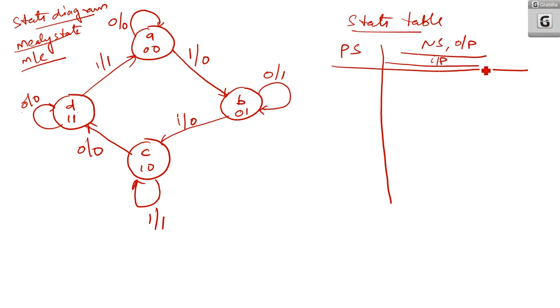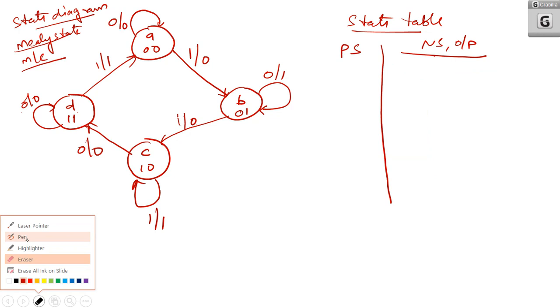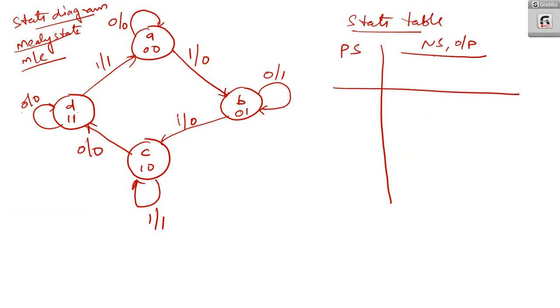So I can have two types of input. Say I am taking the input as H. Next state comma output for which input? Input is H. So for which kind of input? Input I can make it as H is equal to 0 or H is equal to 1. So present state can be A, B, C or D.